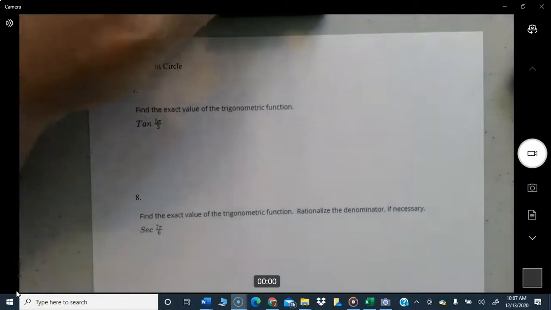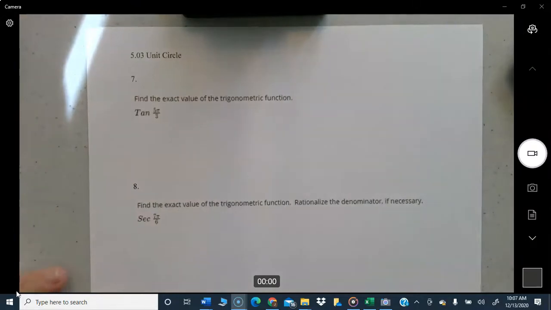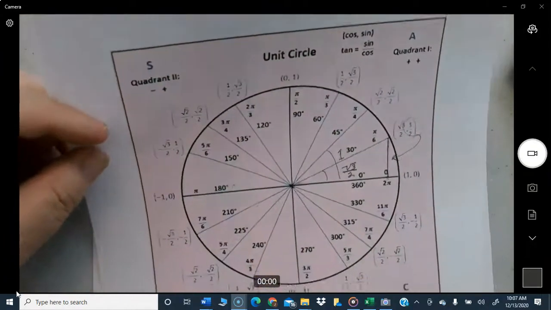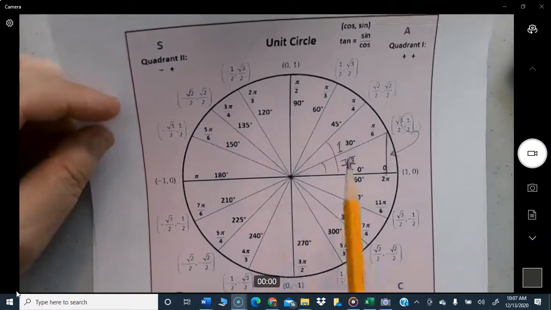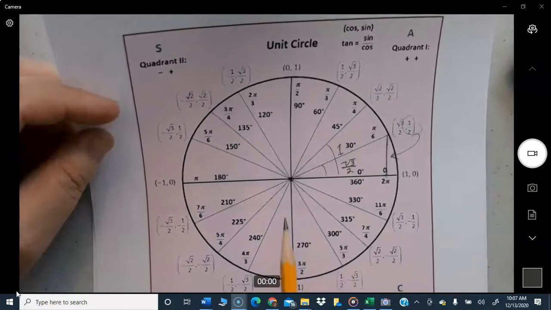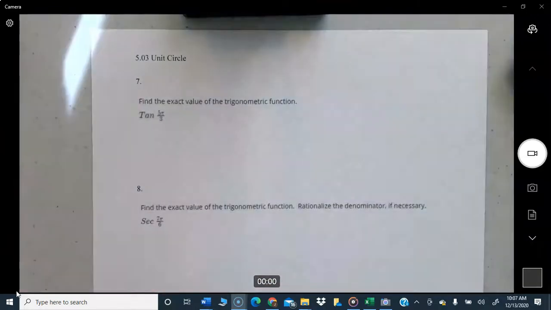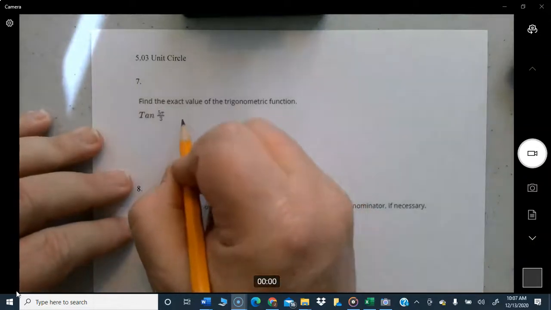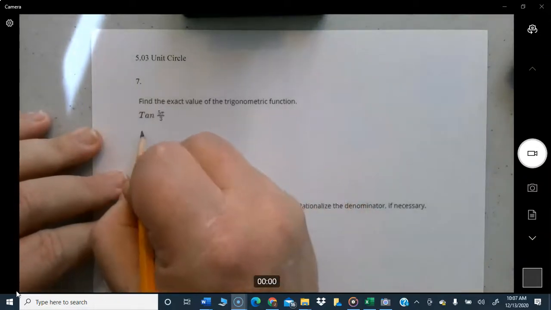All right, next, tangent. Find the exact value of the trigonometric function. So again, just have this ready. The first thing you're going to do is you want to define what a tangent is. So a tangent is opposite over adjacent.